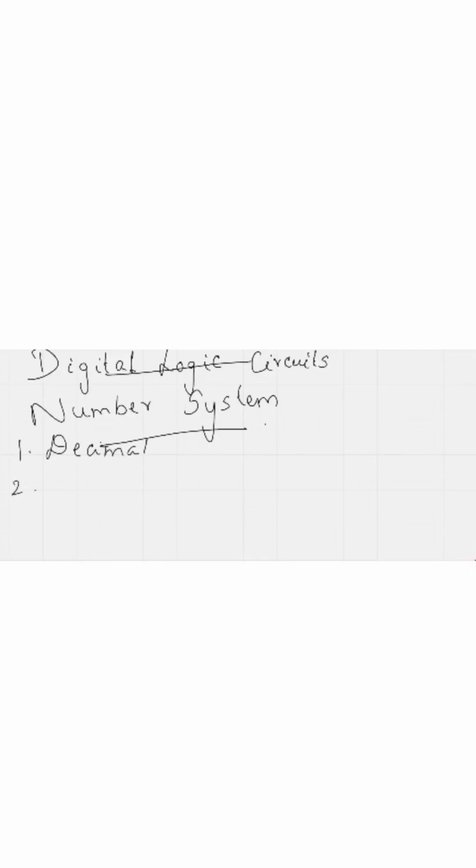The second one is the binary number system. The third one is the octal number system, and the fourth one is the hexadecimal number system. So these are the four different types of number systems we are going to study in digital logic circuits. So if you see this first, the decimal number system.